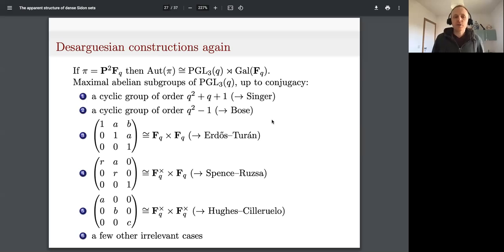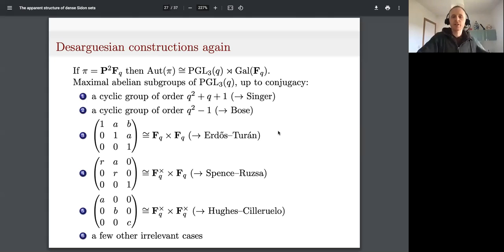And for each of these abelian subgroups, we can plug it into our construction and we can see what Sidon set comes out. I can leave the details to you because it's just sort of checking and changing coordinates a bit, but this is the correspondence. So in this first case, you get Singer's example. In the second case, you get Bose's example, and so on.